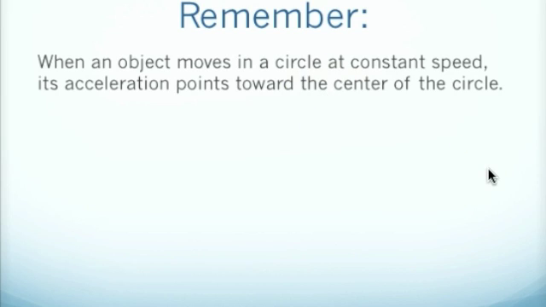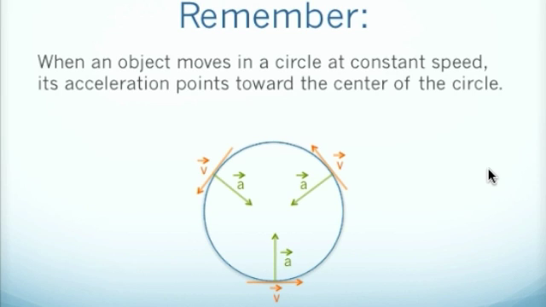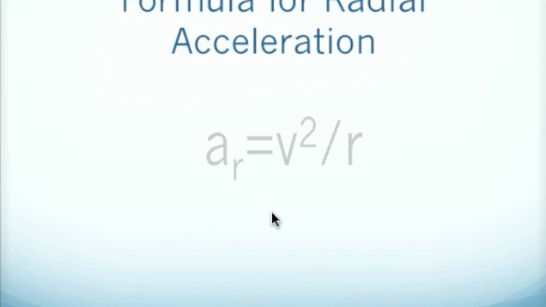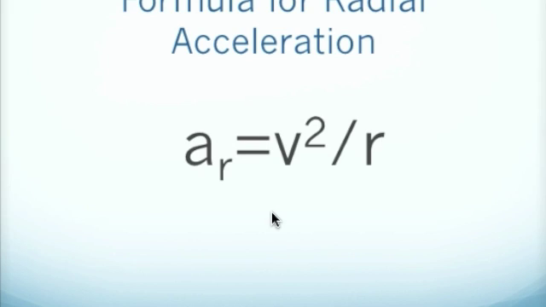And that just means that the acceleration is pointing towards the center of the circle. So if we bring back our little picture, we can see that if you draw the acceleration, it all points towards the center of the circle. And it's also important to remember the formula. So we have radial acceleration, a sub r, is equal to v squared over r, with v being velocity and r being the radius of the circle.